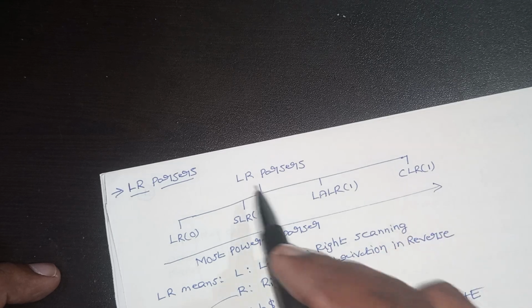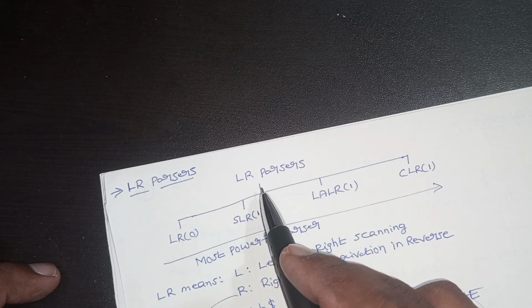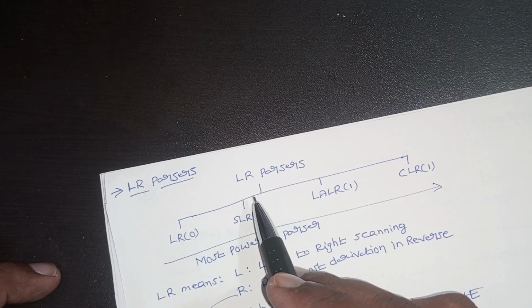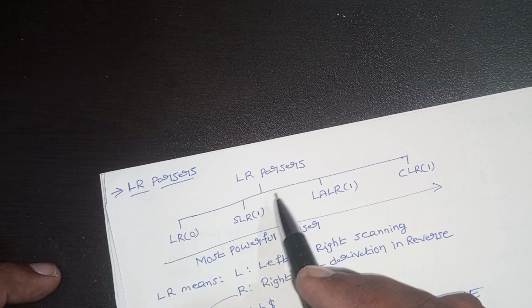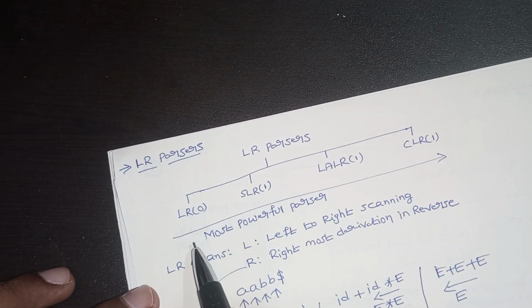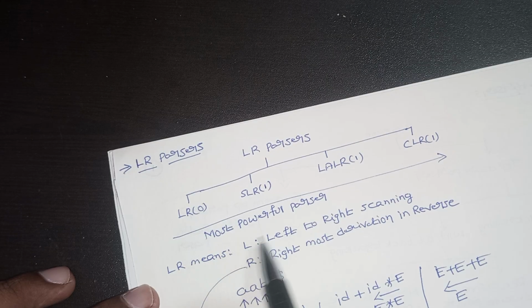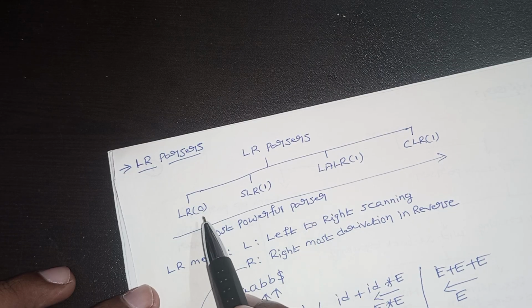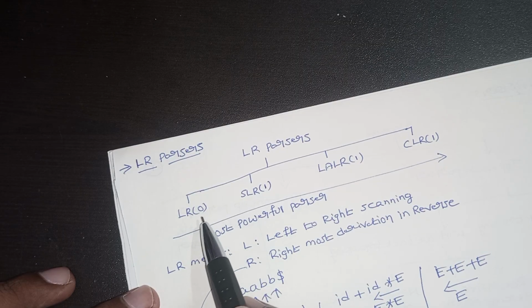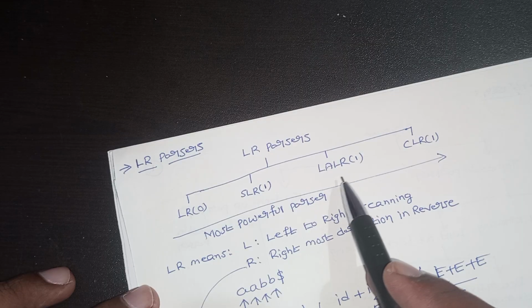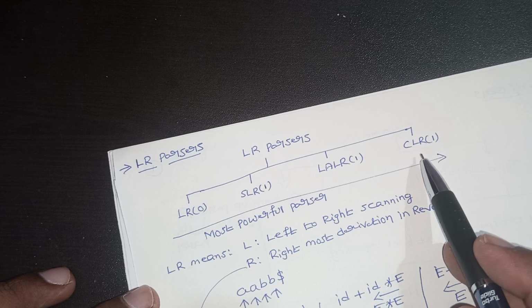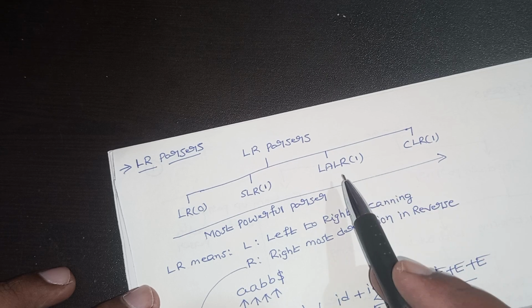Actually, what type of parsers are these? They are bottom up parsers. Now, I have taken here the most powerful parser. SLR(1) is more powerful compared to the LR(0) parser. LALR(1) is more powerful than the SLR(1) parser. CLR(1) is more powerful compared to LALR(1).